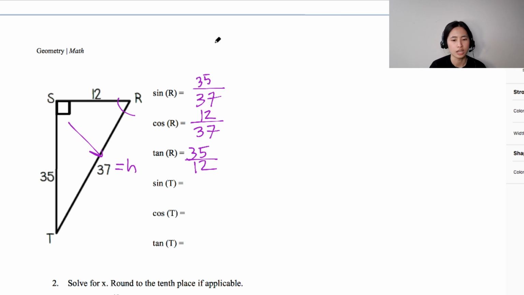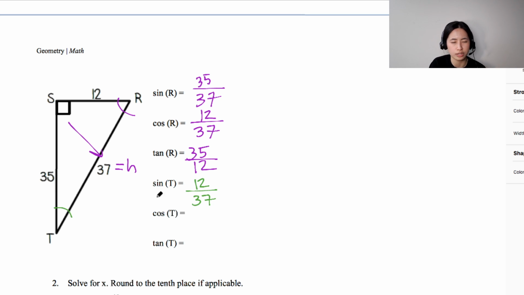Okay, so let's move on to t. For t, now we're looking at this angle. So the opposite side would now be 12, right? Hypotenuse is 37. For cosine, it's going to be adjacent, so the side that is adjacent to angle t, which would be 35, right?